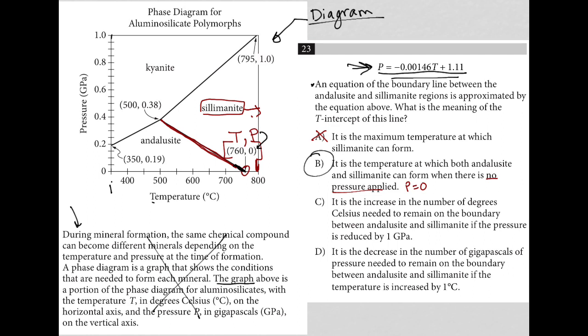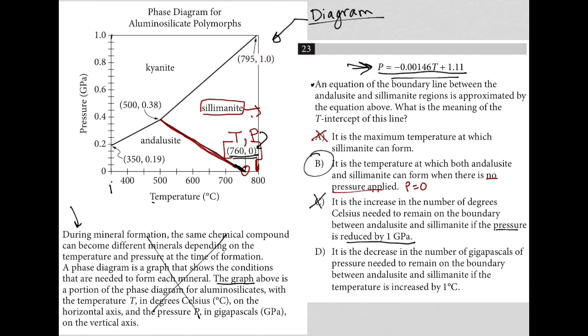Choice C, it is the increase in the number of degrees Celsius needed to remain on the boundary between andalusite and sillimanite if the pressure is reduced by 1. So I don't like that at all. First of all, where is the pressure reduction? Like, how do we know that at all? I don't think that's accurate. And then increase in the number of degrees. There's nothing about the single point 760, 0 that tells us anything about an increase in the number of degrees or a reduction in the pressure.